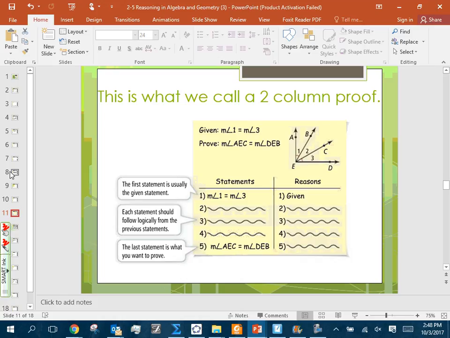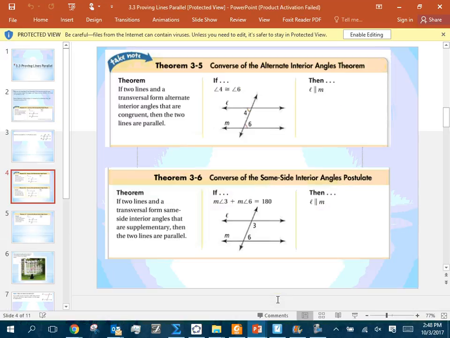And they come from some conditional statement. So they're saying if measure of angle 1 equals measure of angle 3, then prove that measure of angle AEC equals measure of angle DEB. Every theorem we come across this year is going to be written as an if-then statement. When we want to prove that theorem, the if part becomes the given, and the then part becomes what we're trying to prove. So down the road, in Chapter 3, we might try to prove this thing right here.